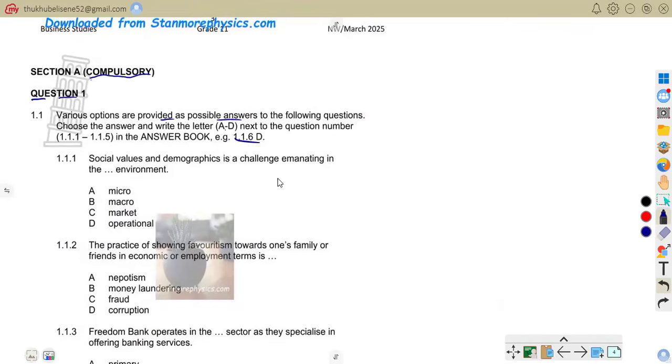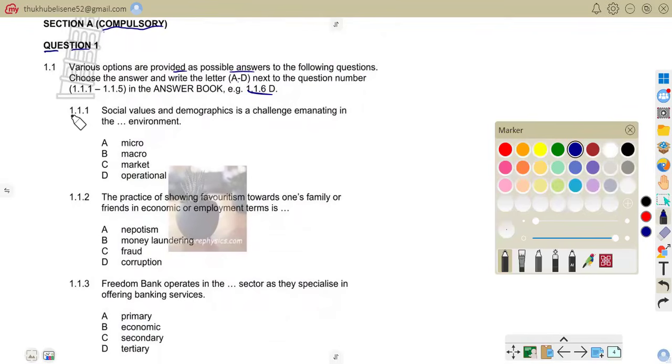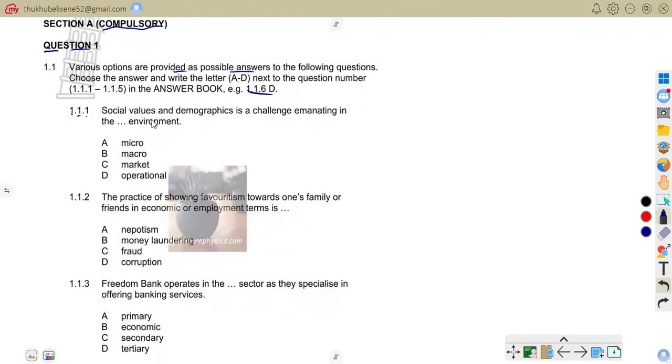And there is a given example of 1.1.6 D. So that is that. Now let's get to the business of today, whereby we are starting with Question 1.1.1. As it says, social values and demographics is a challenge emanating in dash environment. Given these four options, which are micro, macro, market, and operational, we want the correct answer. And you can see now that the correct answer is B, macro environment.